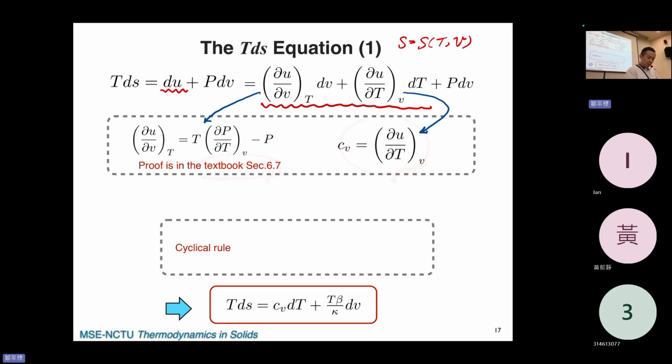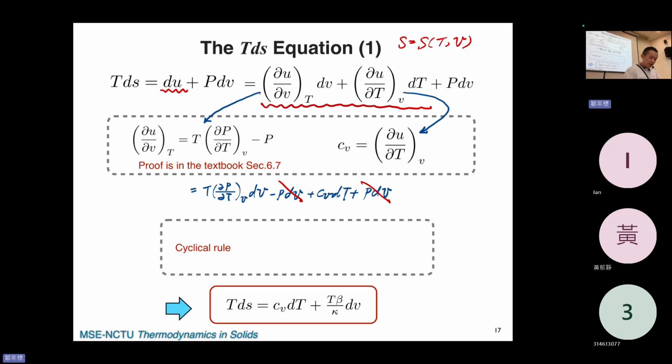All right. So after your substitution, T partial P divided by partial T, V dV equals minus A dV plus CV dT plus P dV. Okay, so cancel. All right.